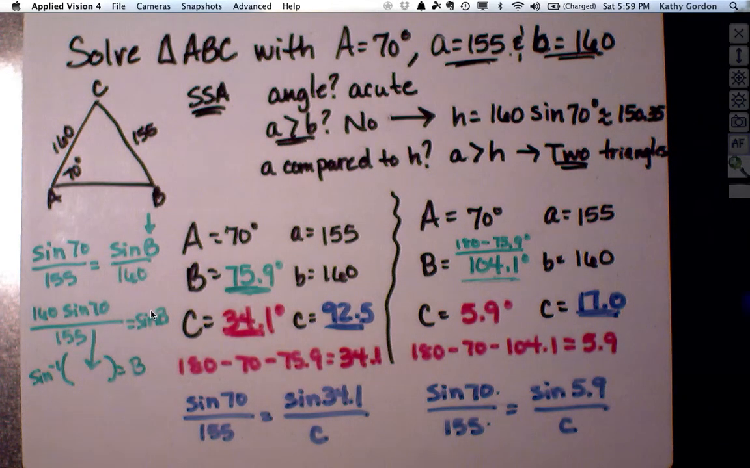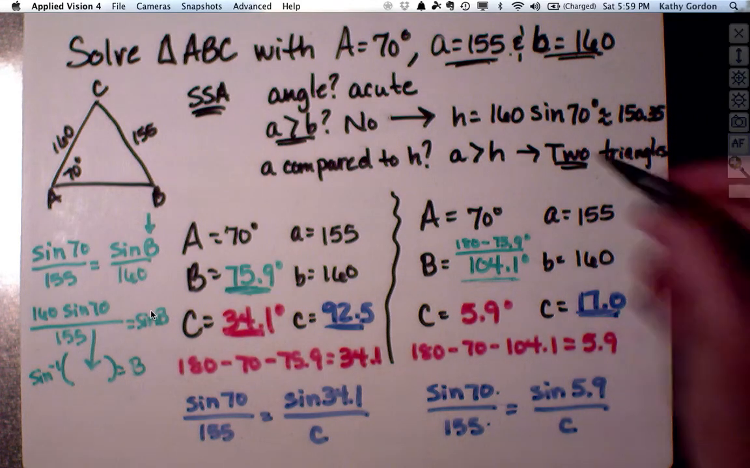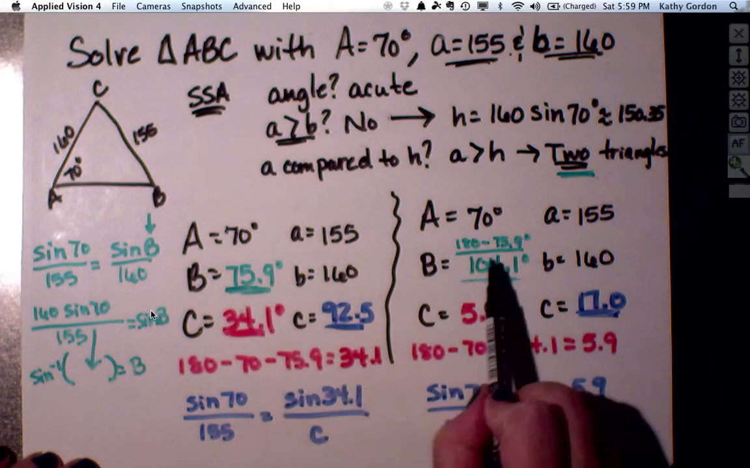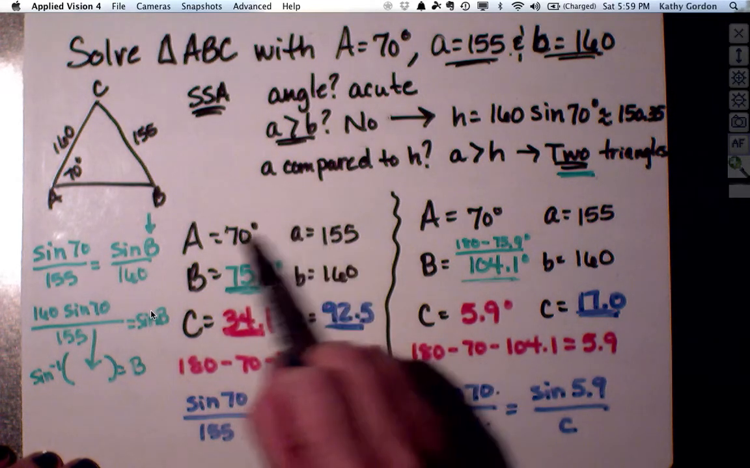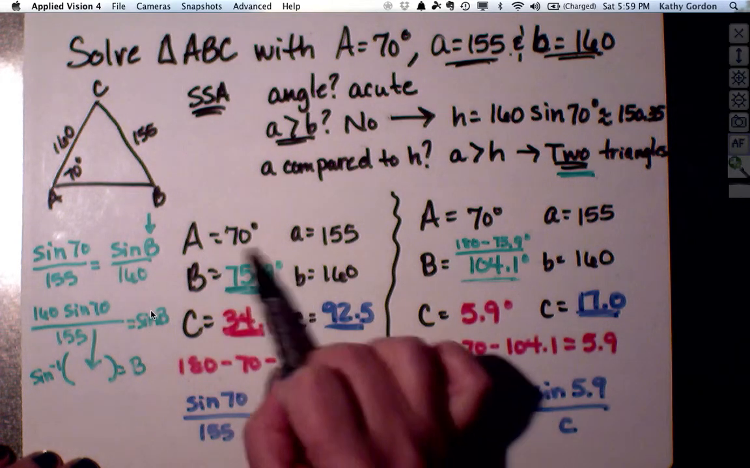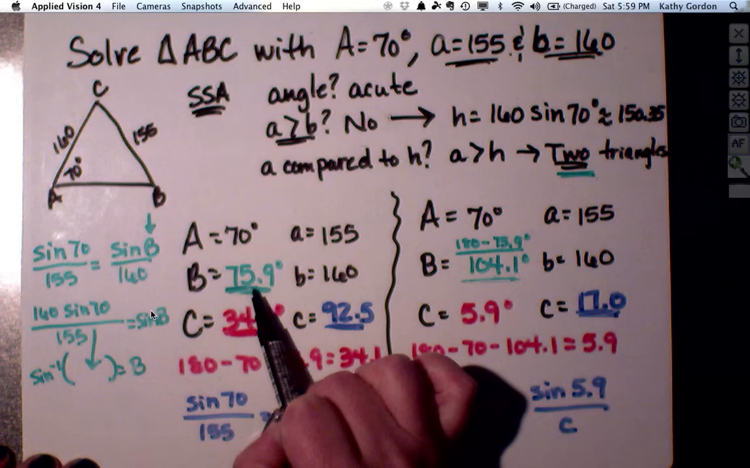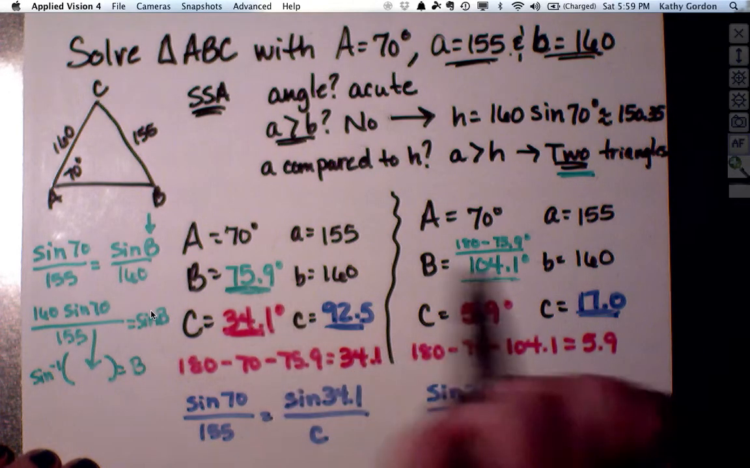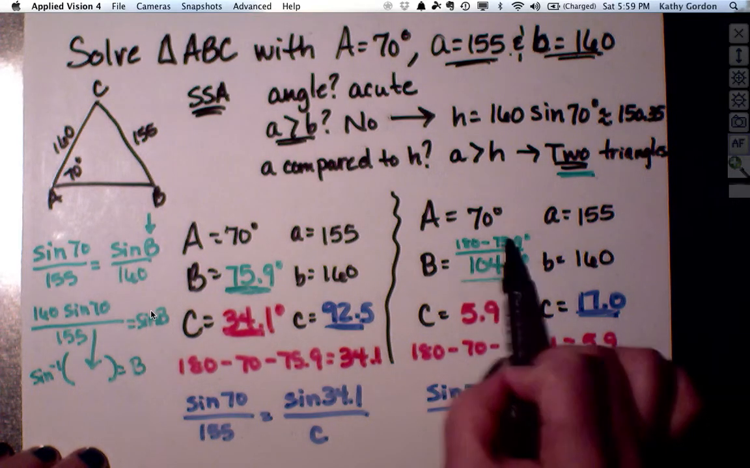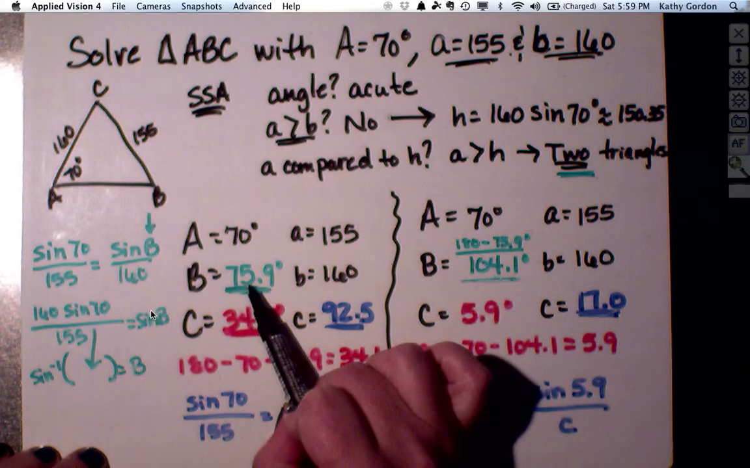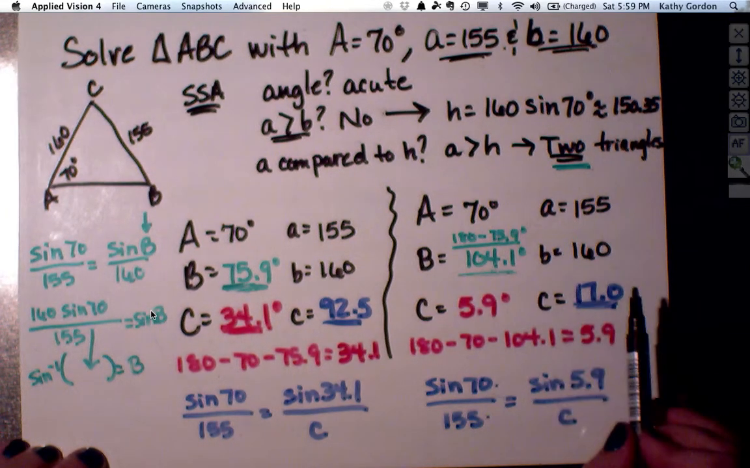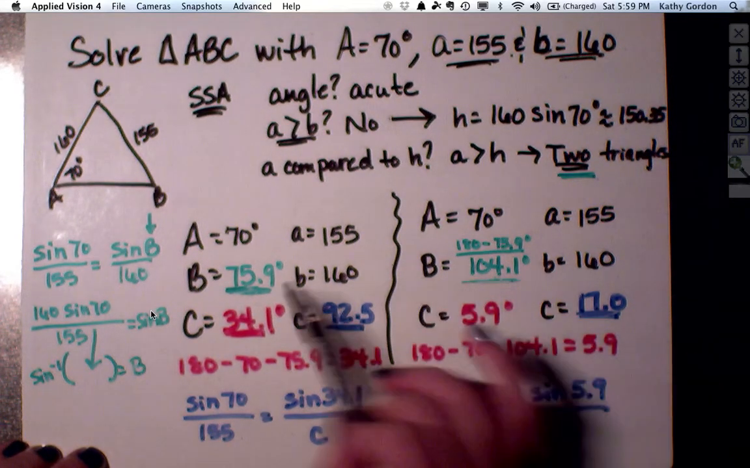Okay, so the trick when you have these two triangle possibilities is right here. When you find this angle based on the two sides and the angle you were given, in the one case you keep the acute answer that you get from the calculator. In the other case, you get the obtuse angle by taking the supplement of this one, and then you continue to solve each triangle on its own using the values you now have.